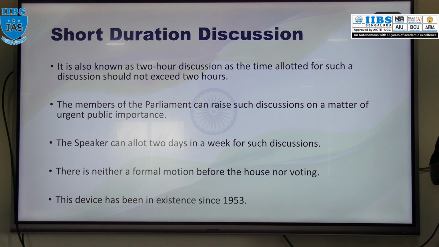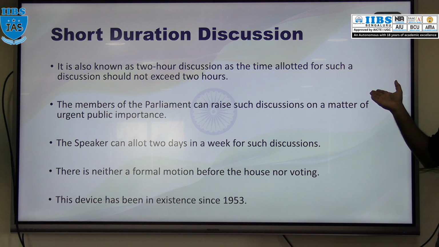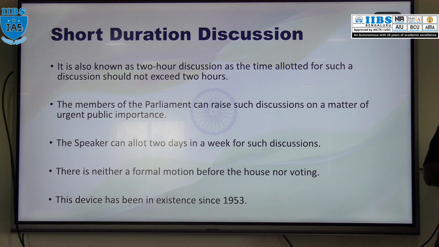Short duration discussion. It is known as 2-hour discussion also. Why? Because the discussion under this motion should not cross more than 2 hours. A member of parliament can raise such a short duration discussion, again to discuss a matter of public importance. The presiding officer will allot 2 days in a week for such discussion. For this discussion also formal motion or voting is not at all required. Short duration discussion is from 1953.